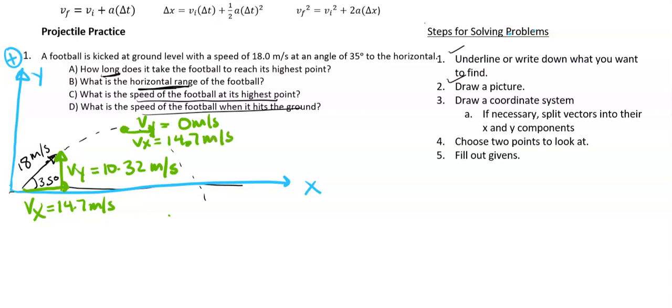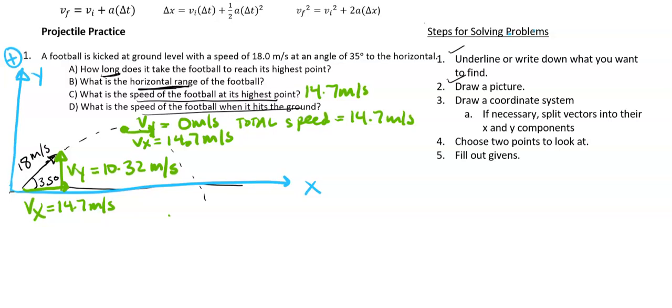Okay, so then at the top, the total speed would just be essentially a combination. We essentially have to do the Pythagorean theorem, but y is just 0. So total speed at the top is just 14.7 meters per second. Cool, we just answered C. It is going to be 14.7 meters per second.